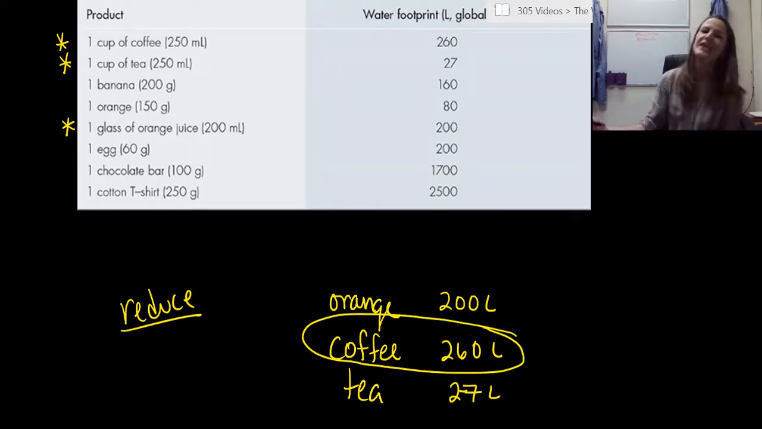Are you actually going to do that? Probably not, but please be cognizant of it. Just take note of it. Understand that every single product out there has some kind of water footprint, and we just want to understand that water is valuable and we do not want to waste it.